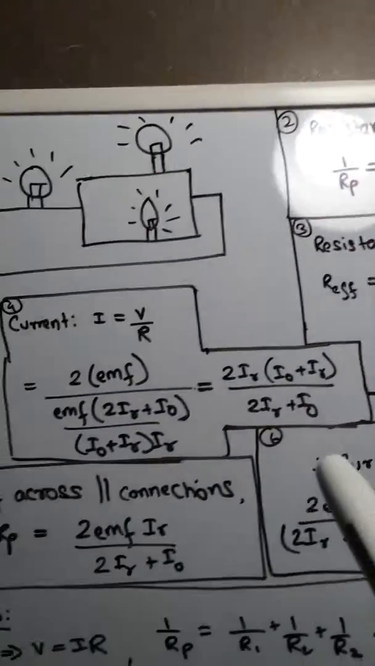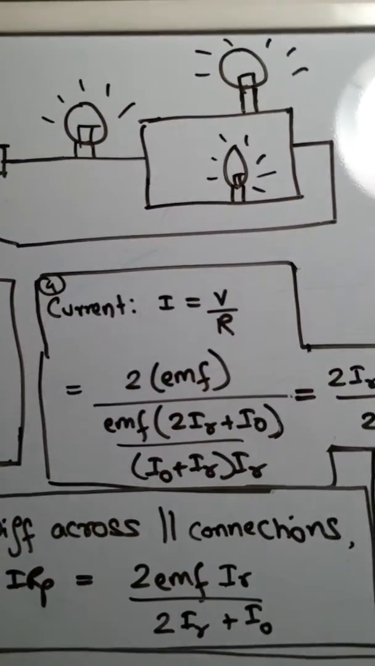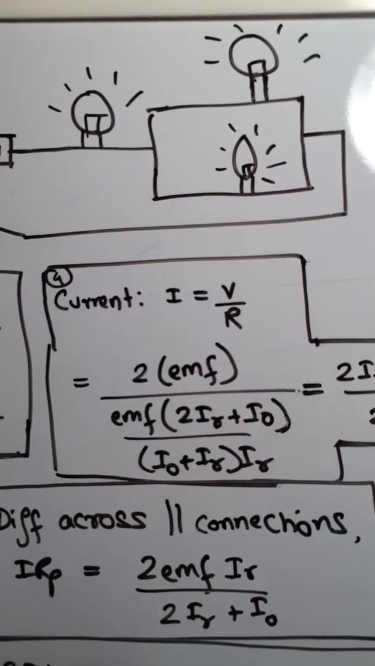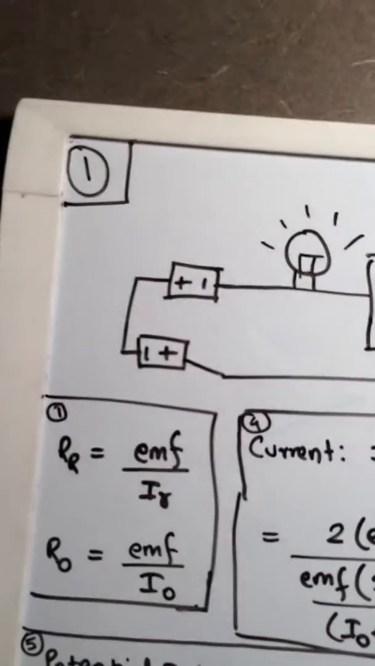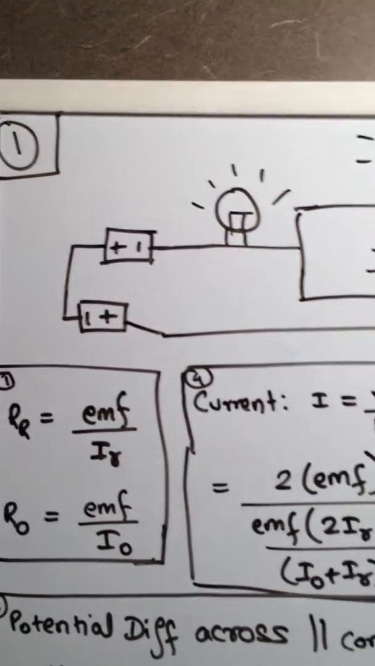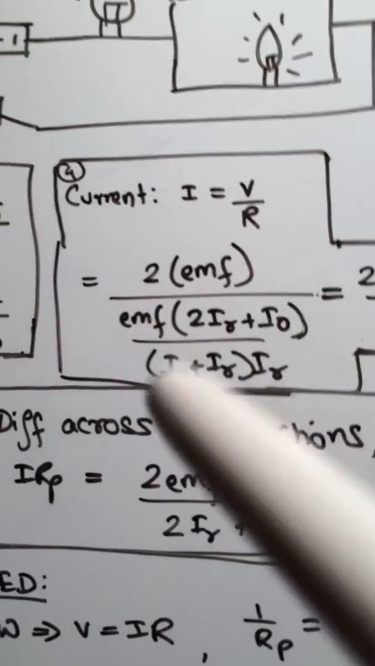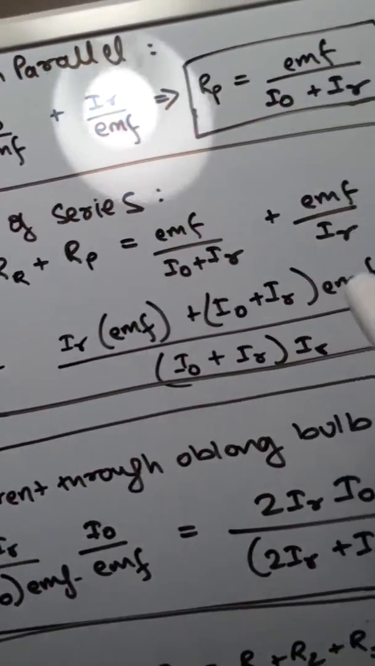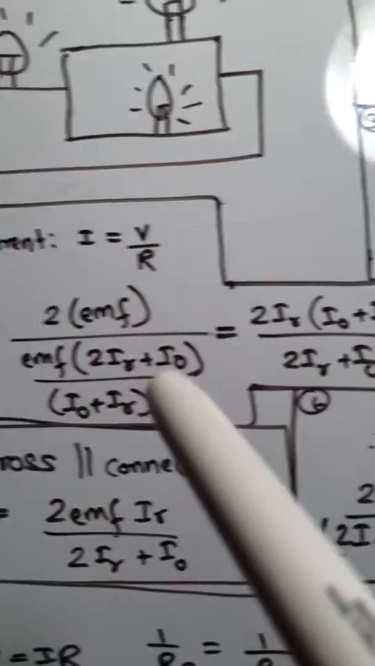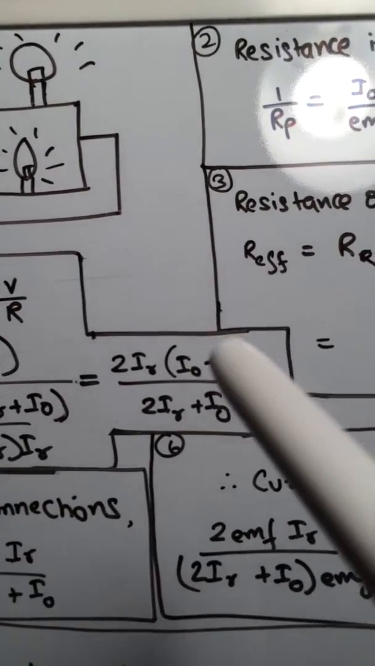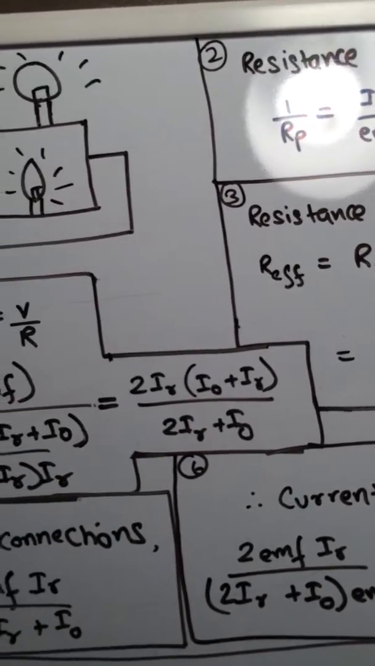So step 4, the current throughout the circuit. Again, using Ohm's law, we have I is equal to V over R, and V is equal to 2 times EMF, since there are 2 bulbs in the circuit, 2 batteries in the circuit. So 2 EMF over the resistance that we calculated, which after simple algebra gives us 2 IR times IO plus IR over 2 IR plus IO.